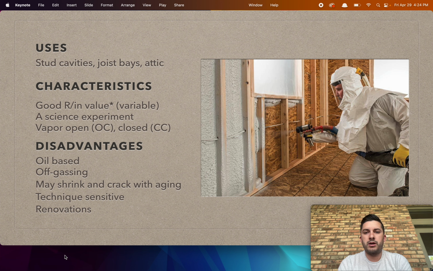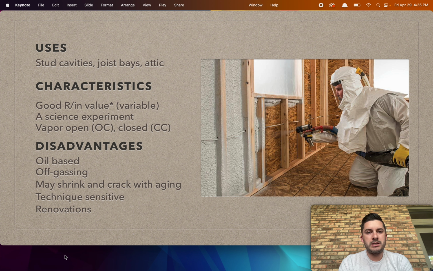So just like the other options, let's start out with uses. We've got stud cavities, joist bays in the attics, pretty much any exterior surface of your house. You can use this product in those areas. Characteristics, so it does have a good R value per inch. Like I was saying, it's variable, and again, we'll get into that. And the main reason why it's variable, it's essentially a science experiment. Vapor open, yes, on the open cell variety, it is vapor open. However, it's very vapor closed on closed cell.